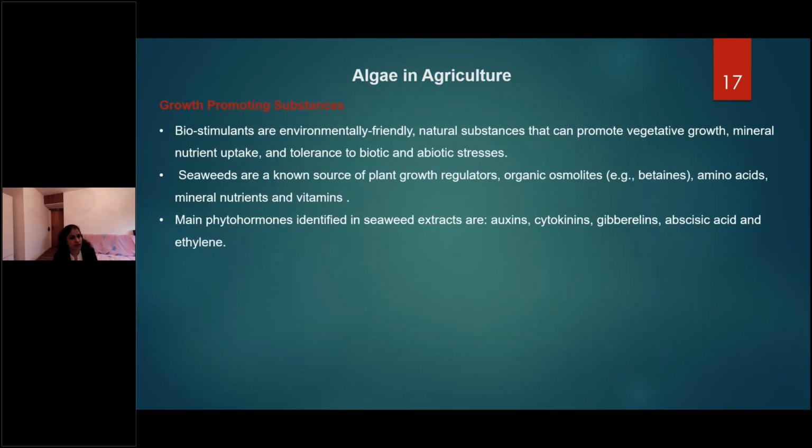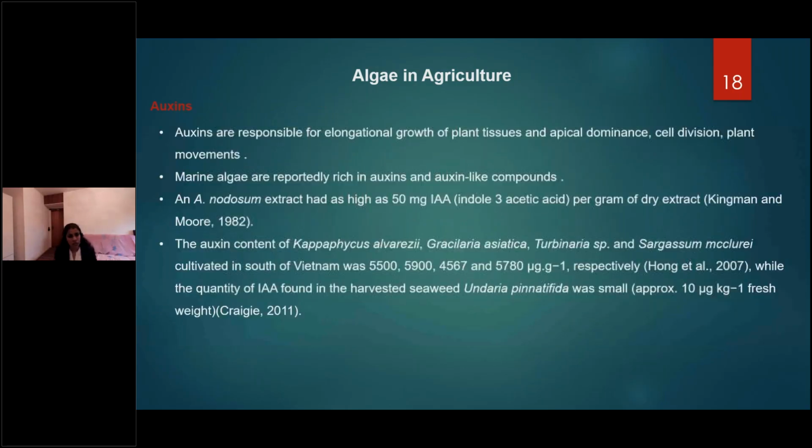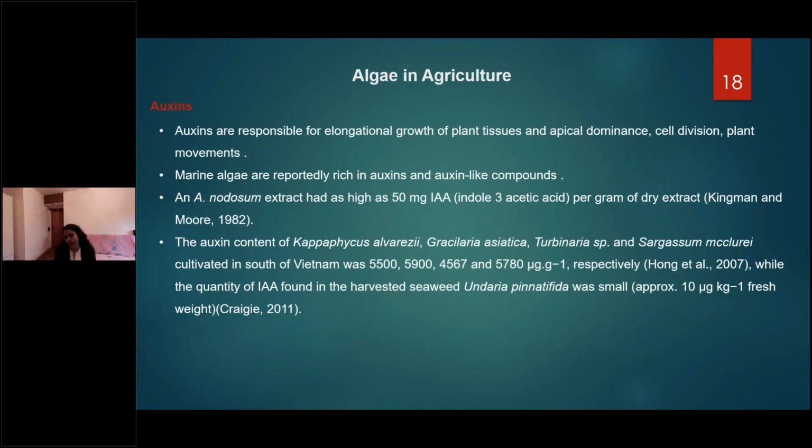Okay. So, growth promoting substances. Biostimulants are environmentally friendly, natural substances that can promote vegetative growth, mineral nutrients, and tolerance to biotic and abiotic stresses. Seaweeds are a known source of plant growth regulators, organic osmolytes, amino acids, mineral nutrients, and vitamins. The main phytohormones identified in seaweed extracts are auxins, cytokinins, gibberellins, abscisic acid, and ethylene. Definitely we all know what auxins are responsible for, what gibberellins do, and what abscisic acid does.